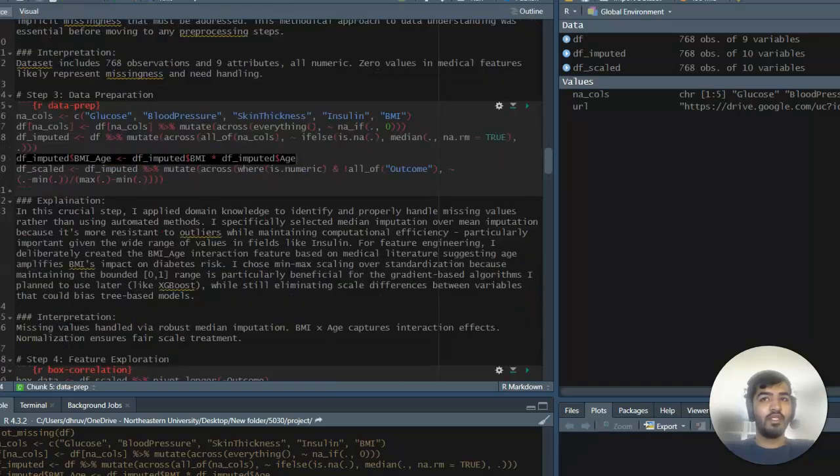For feature engineering, I created a BMI-age interaction feature based on medical literature suggesting that age amplifies BMI's impact on diabetes risk. Then I applied min-max scaling to ensure all the features fell within a 0 to 1 range, which is particularly beneficial for gradient-based algorithms like XGBoost.